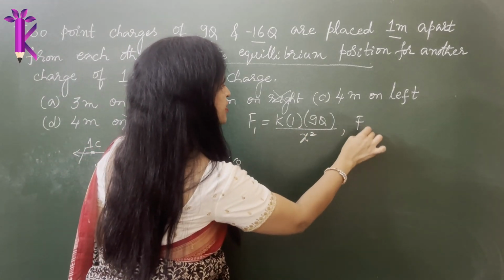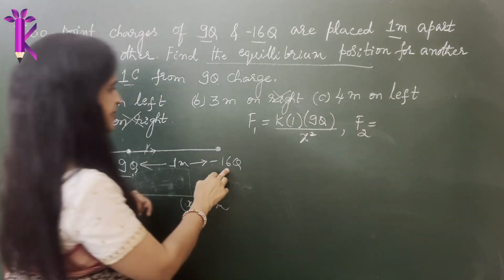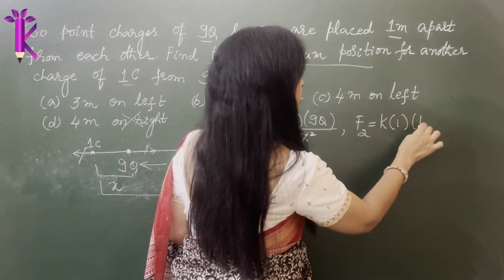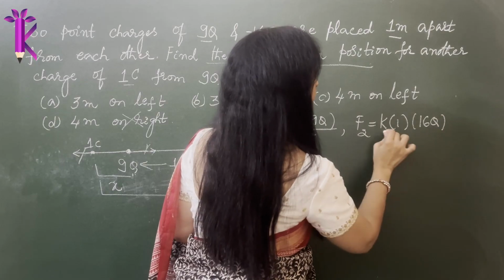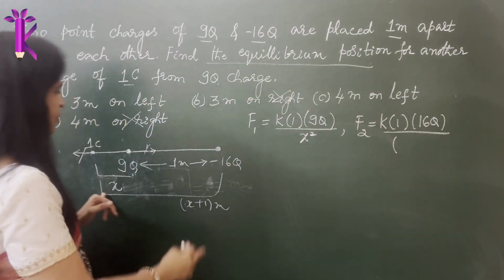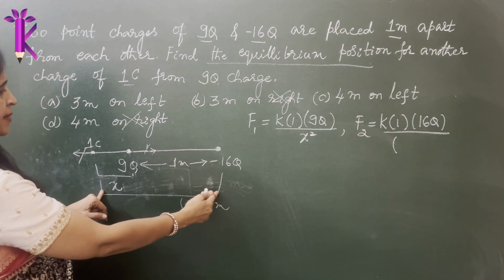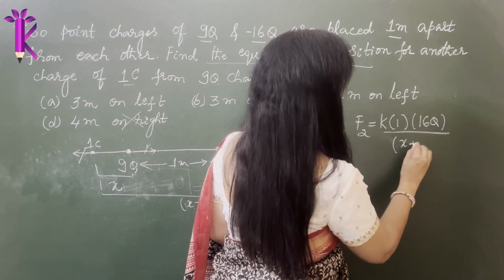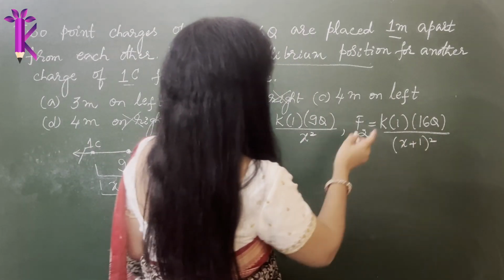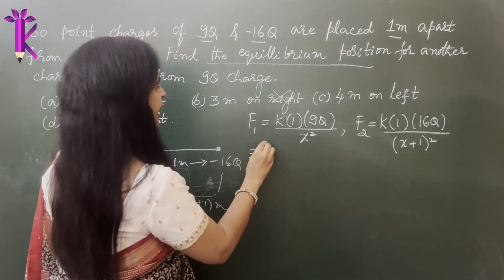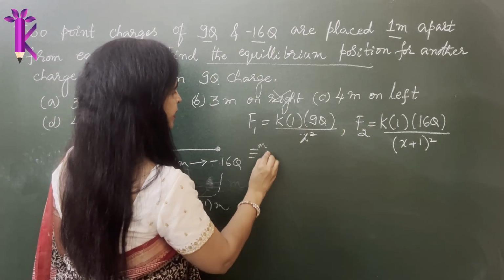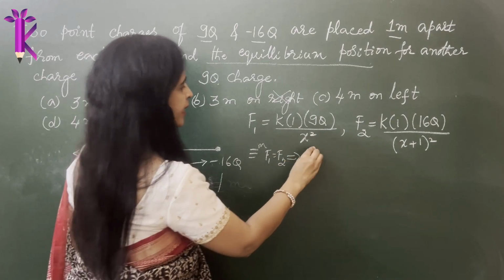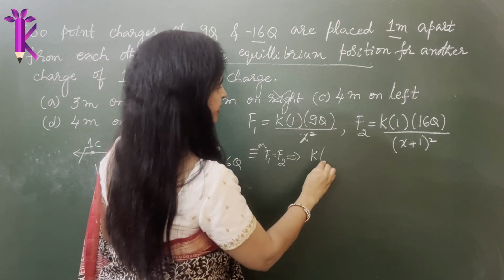Similarly, F2, which is between 1 coulomb and minus 16q, has to be K into 1 into 16q, whole divided by, what is the distance between 1 coulomb and 16q? It is x plus 1 the whole square. So it has to be x plus 1 the whole square. For equilibrium, F1 has to be equal to F2, right? F1 is equal to F2, so let's equate K into, let's equate the right hand side.